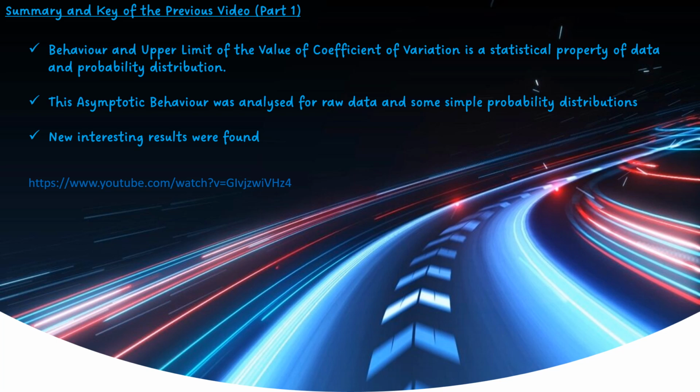Summary of the previous video. In the first video, we analyzed the behavior and upper limit value of the coefficient of variation, which we assumed as a new statistical property of data, and especially its limiting behavior. Some new interesting results were produced in that video, and this is the link. I advise you to look at it, as it gives you a bit more help in deepening your understanding of this video.